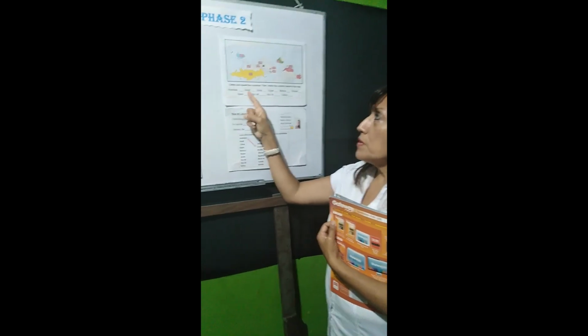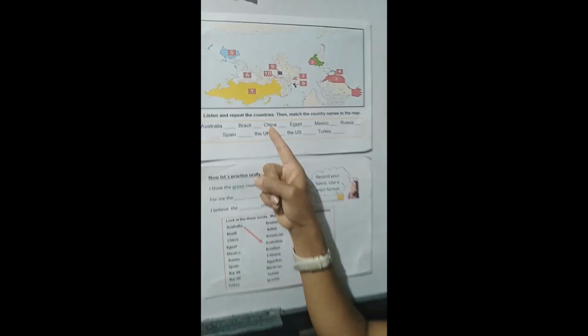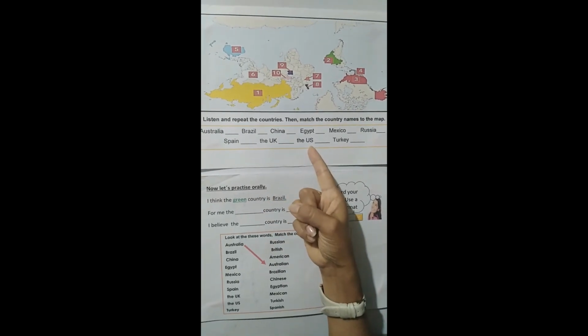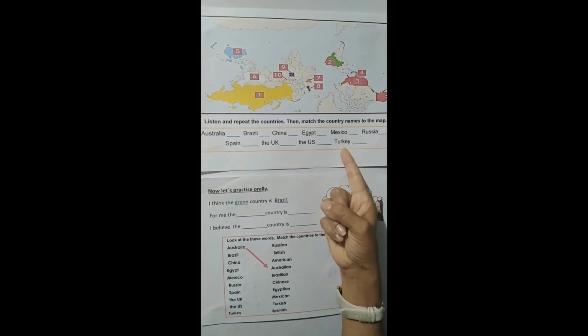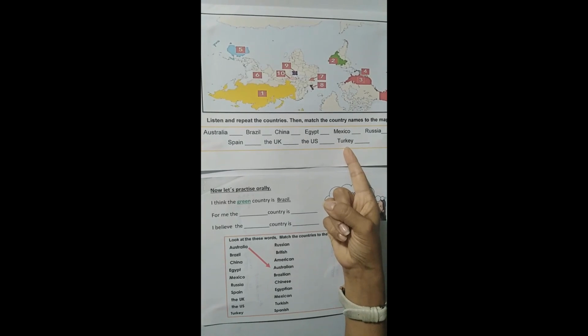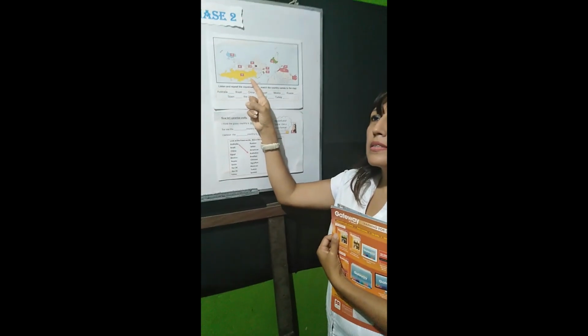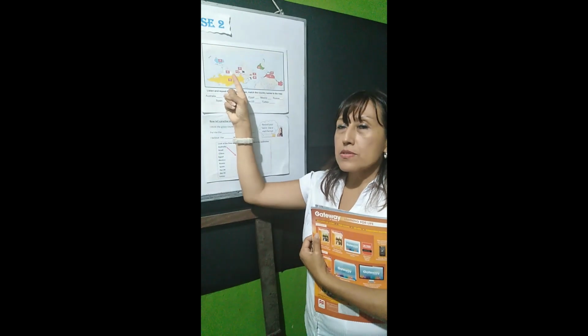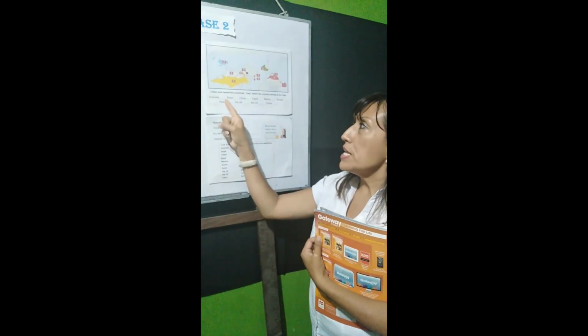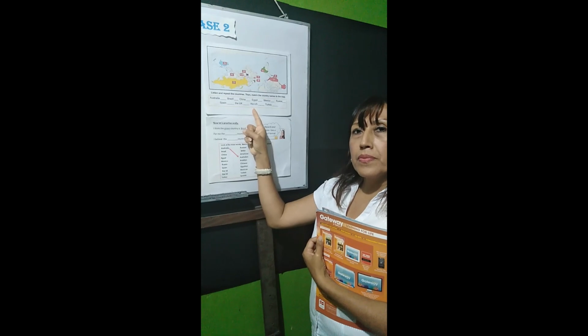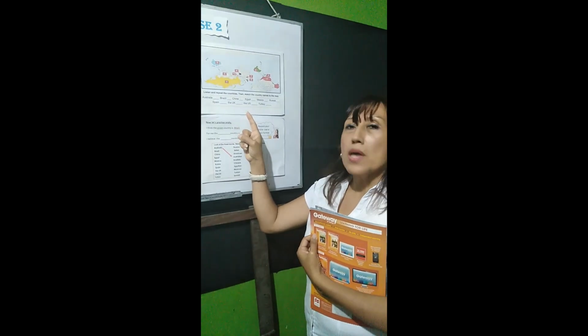Australia, Brazil, China, Egypt, Mexico, Russia, Spain, the UK, the US, and Turkey. Now, look at the map again. Look at the different numbers. Write the numbers next to the countries. Let's see an example.